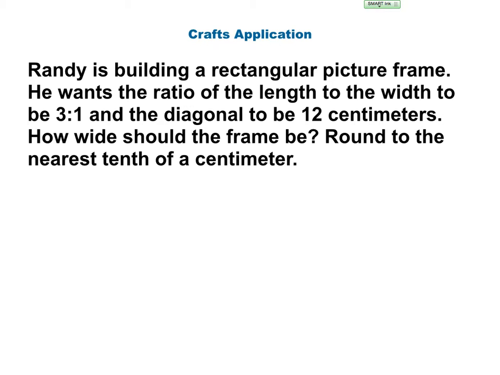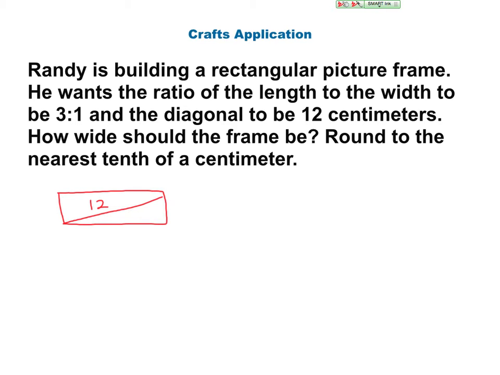Draw yourself a rectangular picture frame. And we want the length to be like 3 times the width. So make it longer. Ratio of the length to the width is 3 to 1. We don't know either one of them. What can you do? Diagonal is 12.